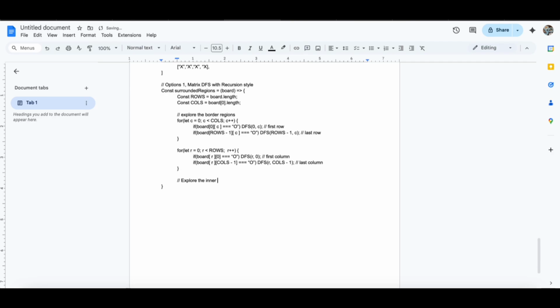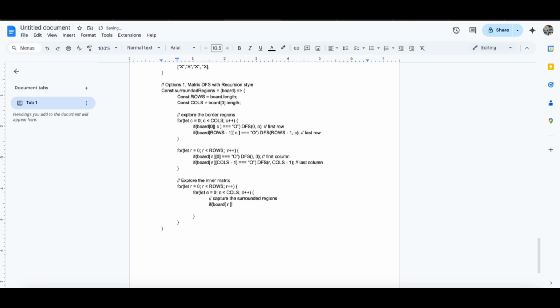Then we explore the inner matrix, right? We need to look through the rows and column. So for let L is 0, L is smaller than those, L plus plus. For let C is 0, C is smaller than the column, C plus plus. Then capture the surrounded region, right?